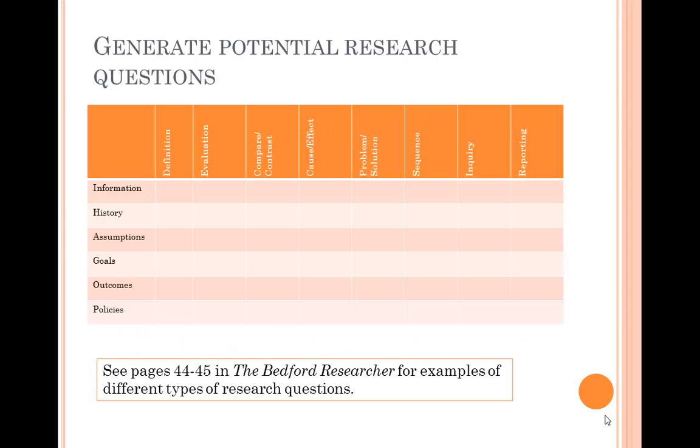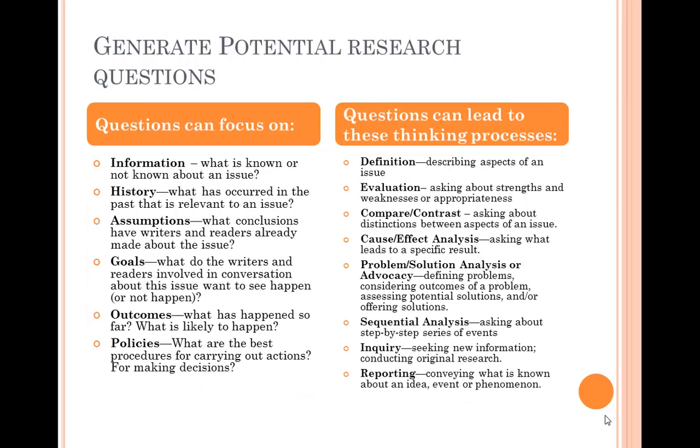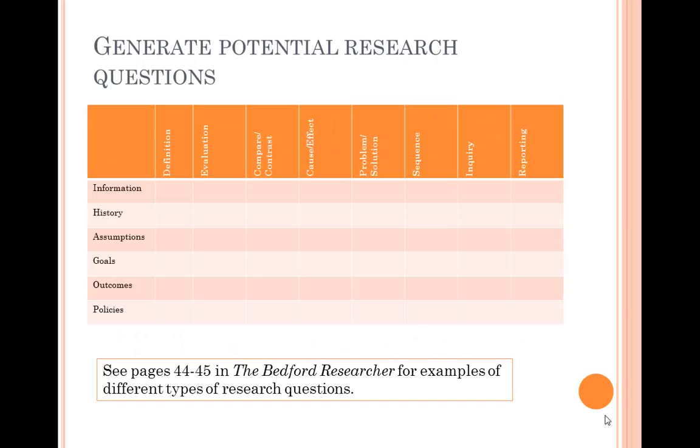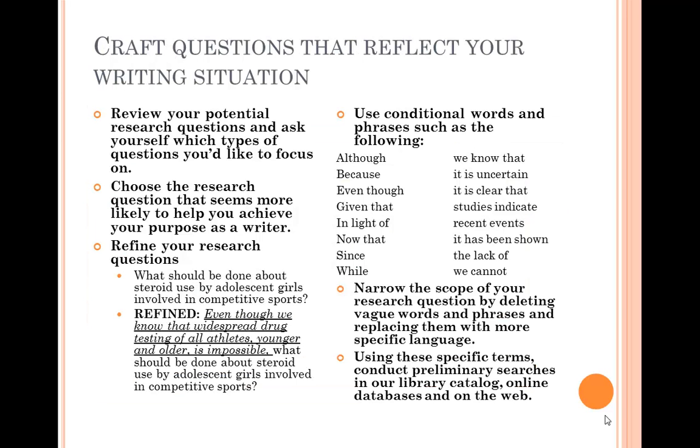So on pages 44 and 45 of the Bedford Researcher, there's a huge table that has this all filled in with all of the different potential models of research questions, looking at both what questions can focus on and the thinking process they're using. So please take a look at that. And then think about how to craft a question that really reflects your writing situation. So you're going to look at the ones you've drafted and ask yourself what types of questions you'd like to focus on.